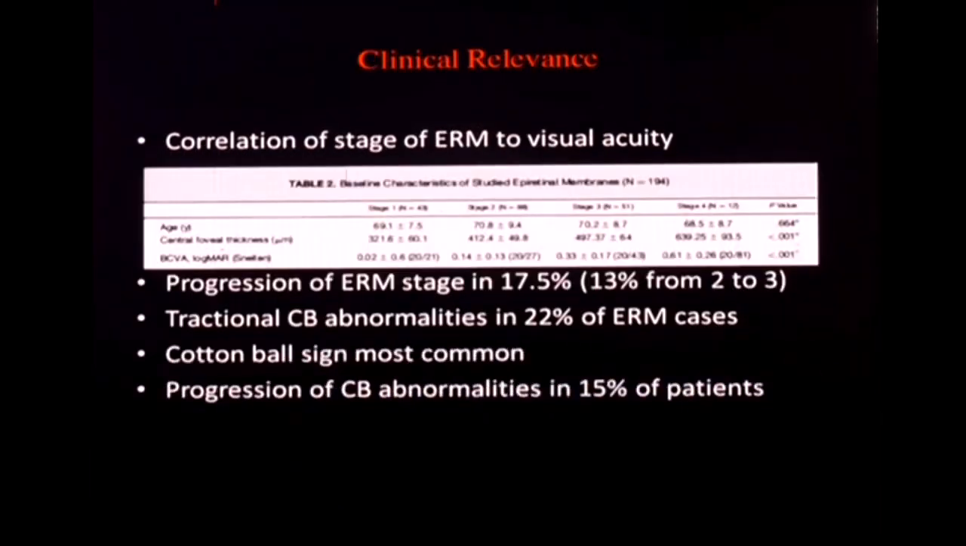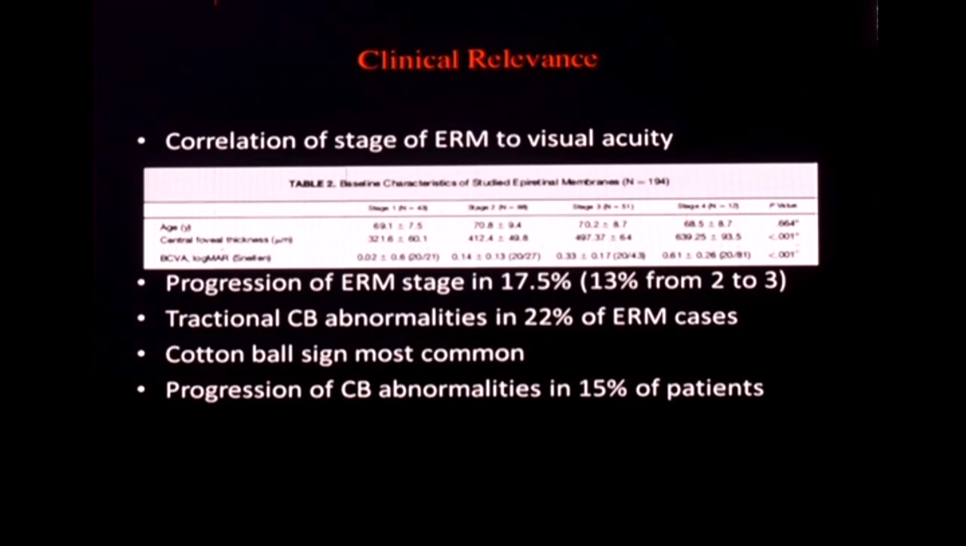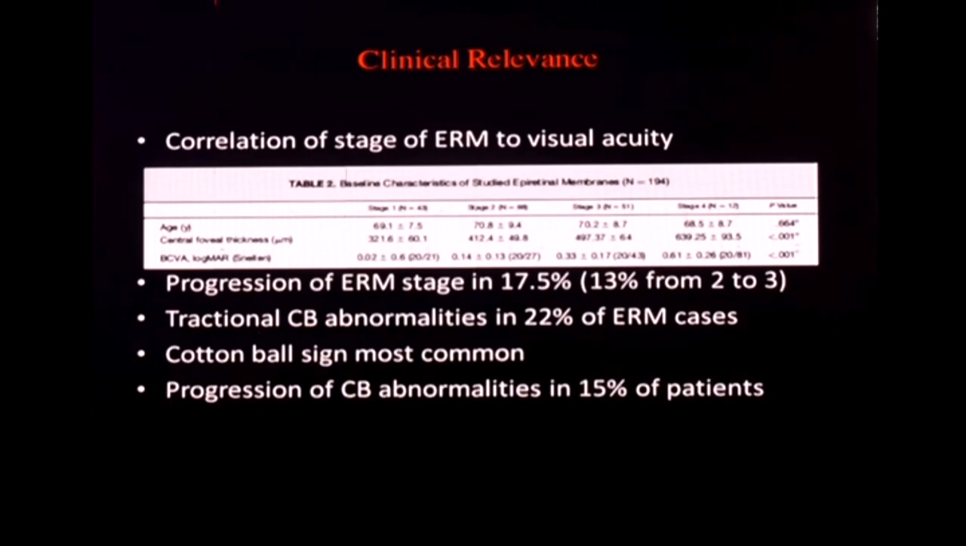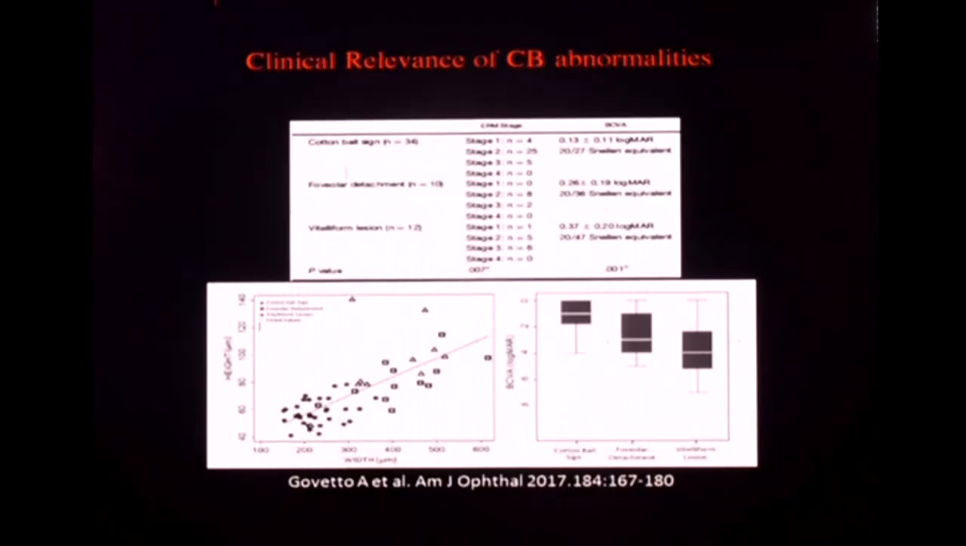The stage of the ERM correlates with the visual acuity and with the retinal thickness, and there is progression of ERM seen in about 17% of cases. However, the progression from stage 2 to stage 3 with the appearance of ectopic layers happens in about 13% of cases. Tractional central bouquet abnormalities are seen in about 22% of cases, and the cotton ball sign is present in 2/3 of these cases, the most common. In 15% of cases, you have progression of CB abnormalities.